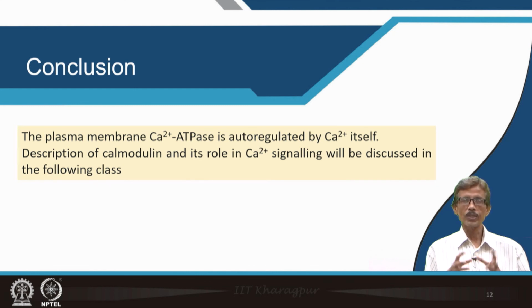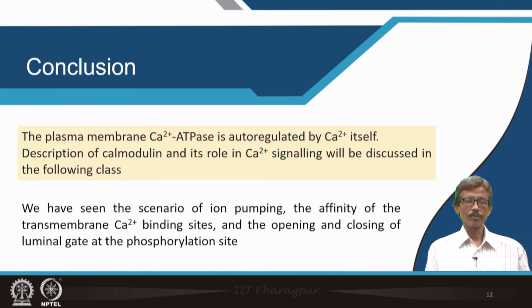One important group of molecules that we will discuss in our next class is calmodulin, a calcium related biological protein molecule. So, calmodulin and its role in calcium signaling, we will definitely discuss in the following class. And the scenario for ion pumping we have seen, and the affinity for the transmembrane calcium 2 plus binding sites we will also see, and the opening and closing of the luminal gate and the phosphorylation site.